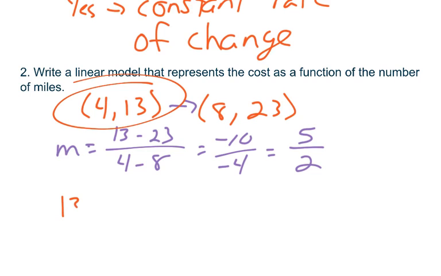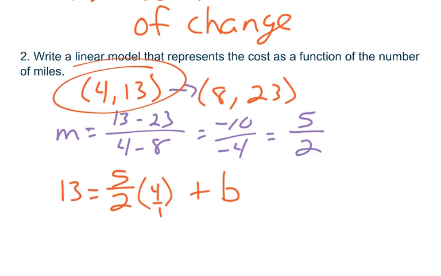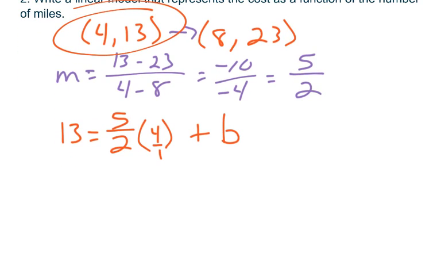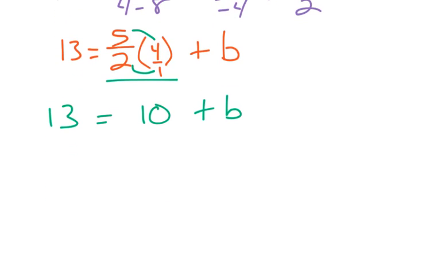So my y value is 13 equals, let's see, my slope is 5 halves. My x value is 4. We can make that 4 over 1. Then plus b. We need to find our y-intercept. So 5 halves times 4 over 1. 5 times 4 is 20. 2 times 1 is 2. 20 divided by 2 is 10. So that's 13 equals 10 plus b. And then we just need to solve for b. We're going to do that by subtracting 10 from both sides. 13 minus 10 is 3 equals b.